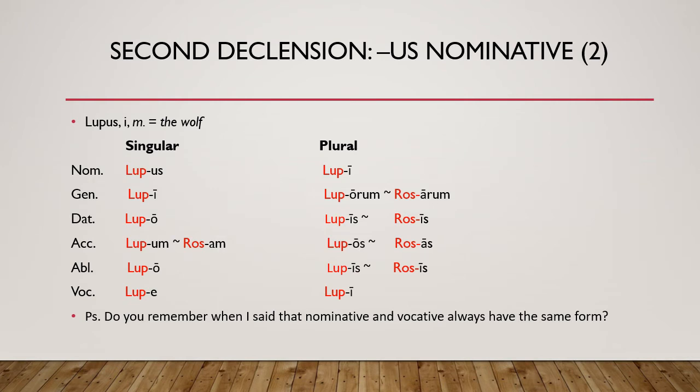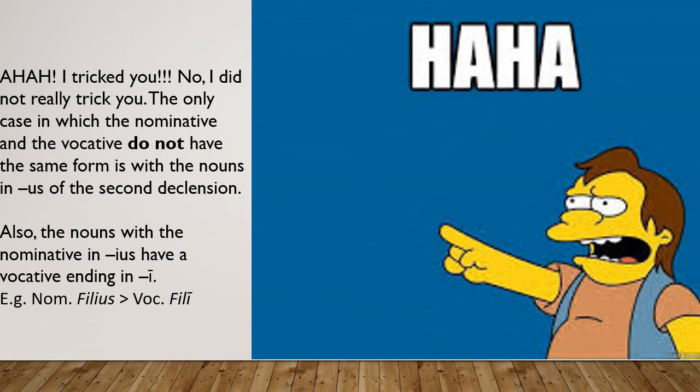So there is something that you probably have noticed. The nominative and the vocative do not share the same form. So, do you remember when I said that nominative and vocative always have the same form? Ha! I tricked you! No, it is not true. I did not really trick you. This statement is generally true in 99% of the cases. The only exception is with the nouns in -us of the second declension, because the form of the nominative and the form of the vocative are different, but it is the only case.